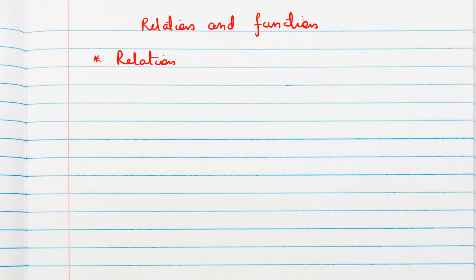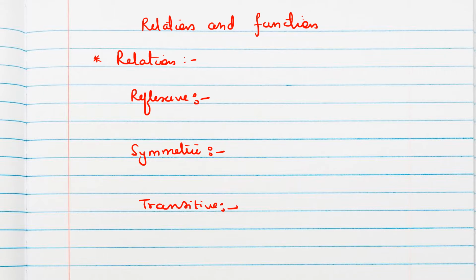Now in relation, three properties we have to consider: reflexive, symmetric, and transitive. If our relation is all these three, meaning it is reflexive, symmetric, and transitive, then it will be an equivalence relation.